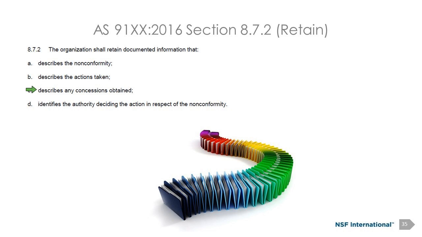Maybe it's customer supplied material and we have to tell them about it, so that could be appropriate here. But we also have to identify who authorized it and that they had the authority to make that decision. So this is your nonconformity record or your nonconforming product record, whatever tool you're using to identify bad stuff and what action was taken from the bad stuff.